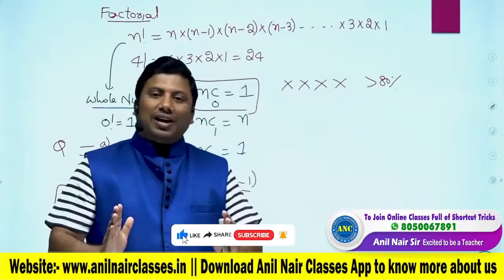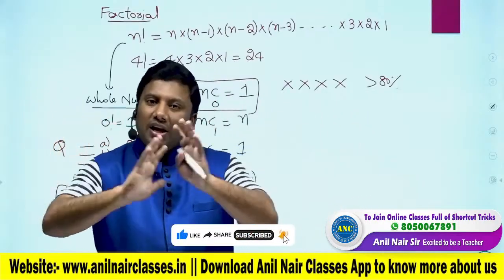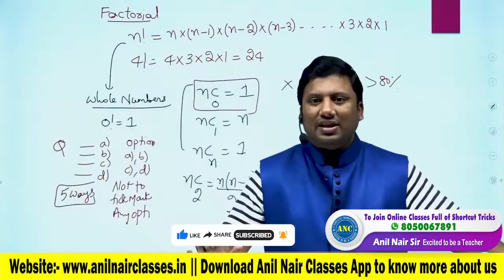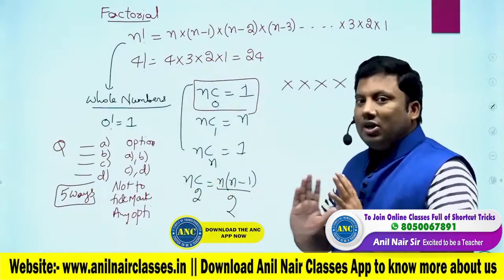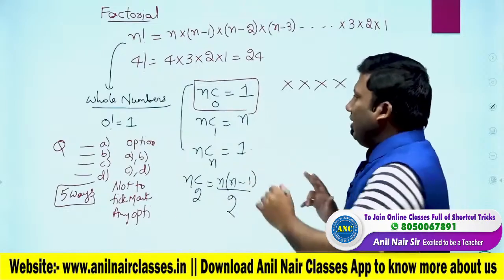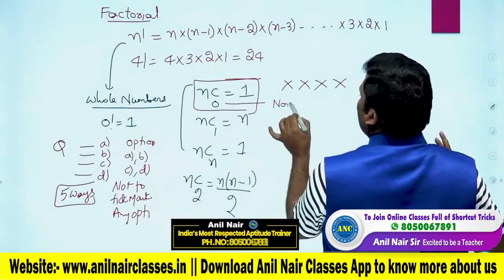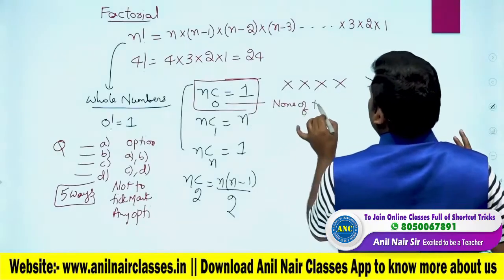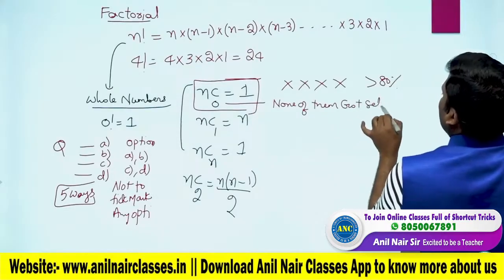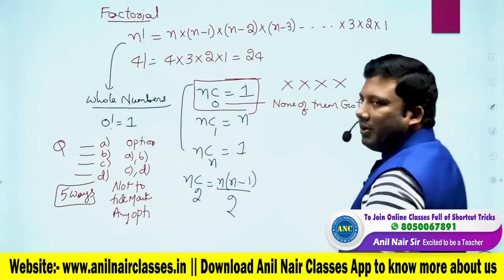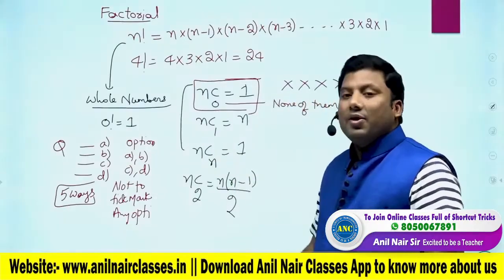I entered into the class. I said, how many of you got less than 80%? None of them got selected. I exited the class. I entered into the class and made that announcement, but I did not select anyone. So there is only one way: none of them got selected. I hope the idea is clear. NCN is equivalent to 1.